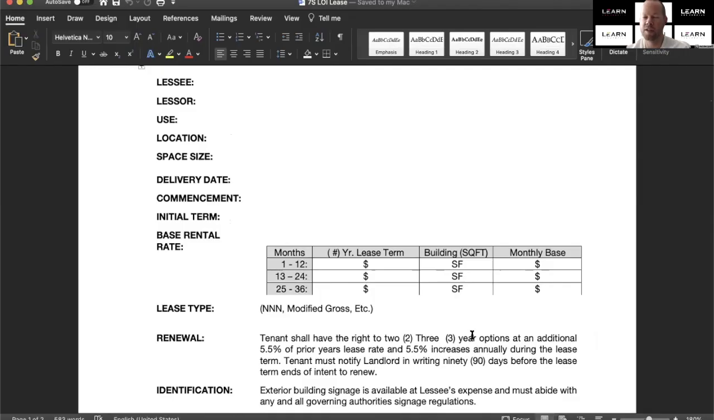When I first got started, if we did a 5-year lease, we could easily have 2 or 3 years be flat where there's no annual increase. Right now, though, we're seeing I'd say 2 to 5% annual bump in lease rates across the board as we move through the lease. Of course, that's all negotiable, but that's why on that renewal there, it says, tenants shall have the right to 2 3-year options at an additional 5.5% of the years lease rate. Now that's high. I wouldn't keep 5.5. I'd try 2 and see what happens.